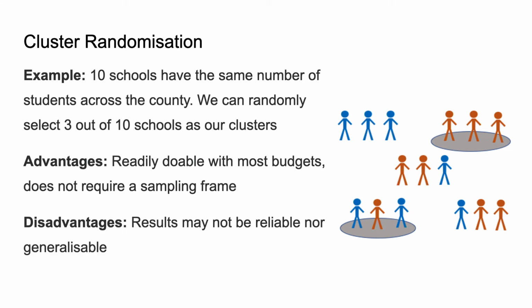The disadvantage, again, is that the results may not be, first of all, reliable. It will have less precision than other forms of randomization, or it might have less generalizability than other forms of randomization.